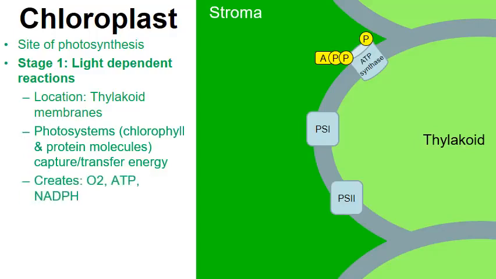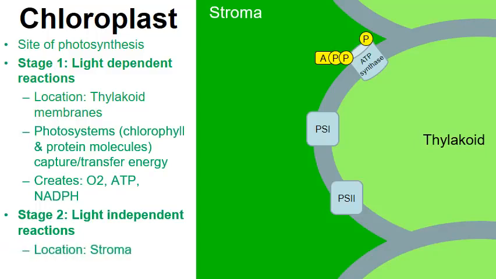And it's during the light-dependent reactions where oxygen, ATP, and something called NADPH is created. We'll talk about these molecules in more detail coming up very shortly. And then we'll shift into stage two, the light-independent reactions. This occurs in the stroma, the fluid-filled interior of the chloroplast, just outside of the thylakoid. And it's in stage two, the light-independent reactions, where glucose is actually created. So let's talk about these two stages for the rest of this video.